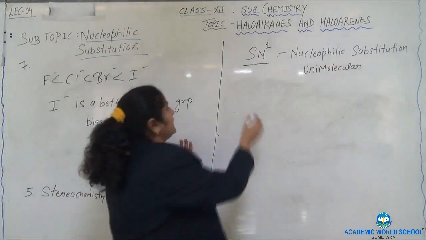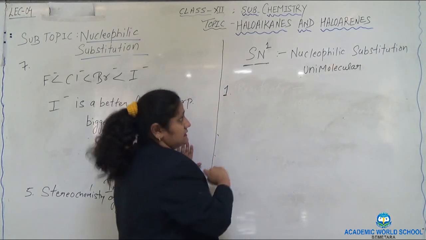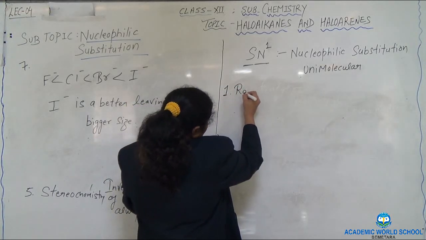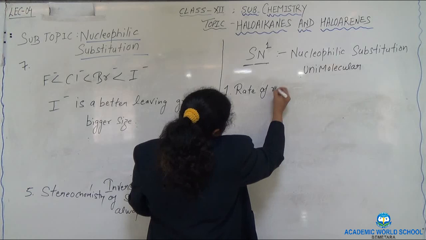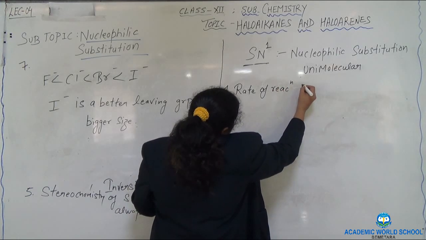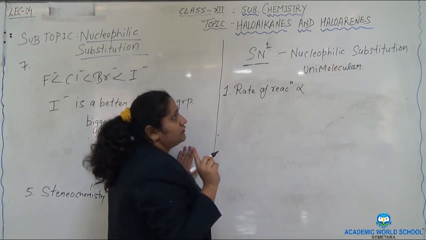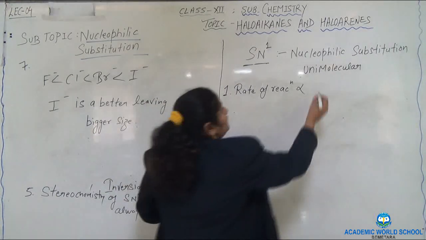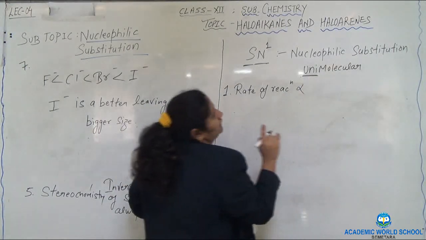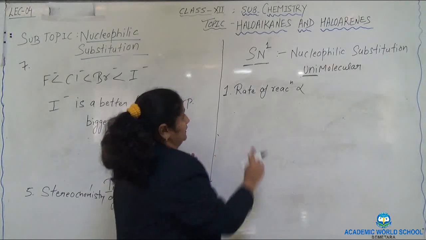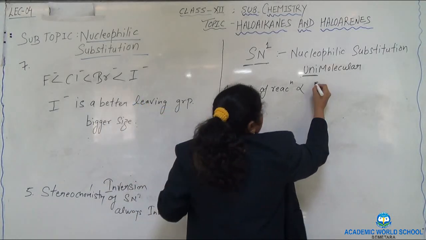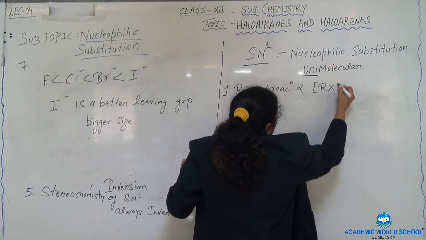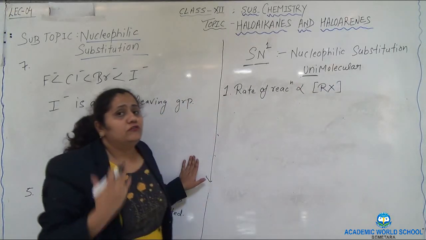The first characteristic is the rate of reaction. What about the rate of reaction? Rate of reaction depends upon only one of the reactants. Hence they are called unimolecular substitution reactions. So rate of reaction depends upon RX, not on the nucleophile.